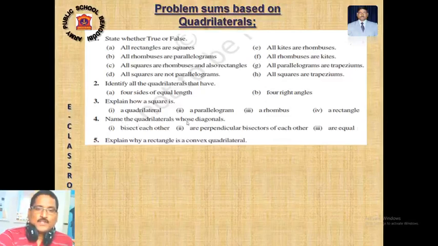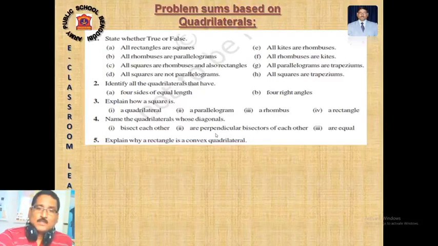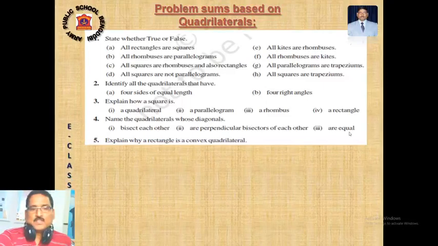So name the quadrilateral whose diagonals bisect each other. Where do diagonals bisect each other? In case of rectangle, diagonals bisect each other. In case of square, diagonals bisect each other. Perpendicular to each other. Where are the diagonals perpendicular to each other? In rhombus, diagonals are perpendicular to each other. In square, diagonals are perpendicular to each other. Are equal. In which figure are diagonals equal? In rectangle, diagonals are equal. In square, also diagonals are equal.